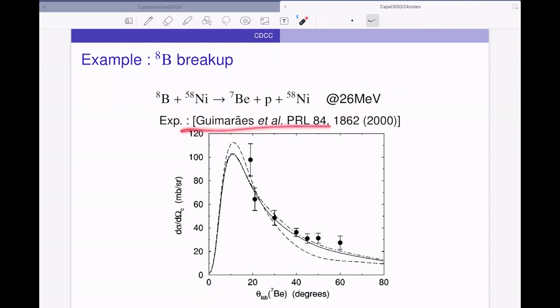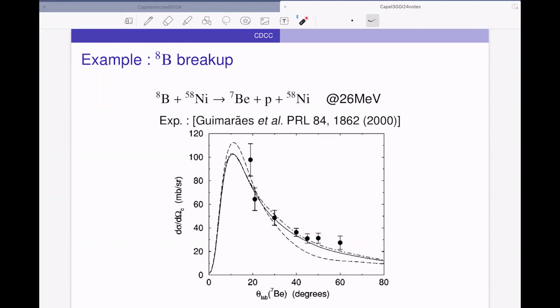So the points are from this paper, and the analysis with the CDCC was performed by Filomena Nunes and Ian Thompson. And what you see is that they can very nicely reproduce the data. Once they have converged, the difference between the dashed line and the solid line is an issue of convergence. So you need to check that convergence.